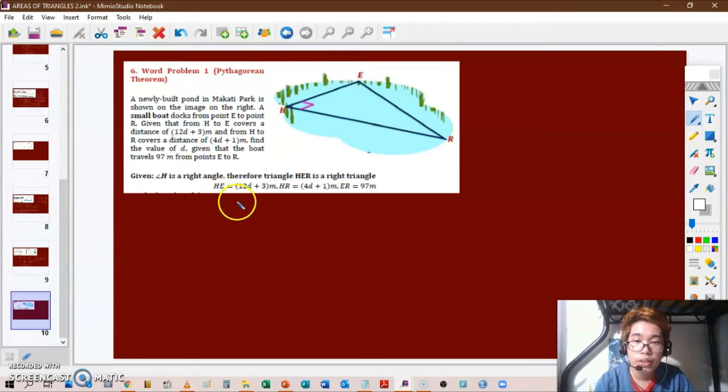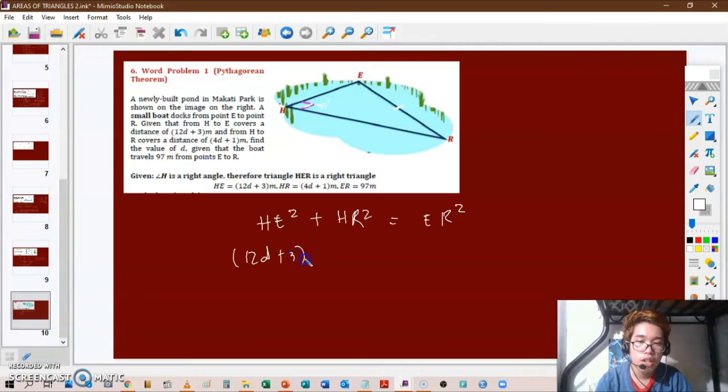Okay, so since this is the right angle, side ER must be the hypotenuse, because this is the 90-degree angle. So the formula can be HE squared plus HR squared is equal to ER squared. And we know the value of HE, so it's going to be (12d plus 3) squared, and the value of HR, which is (4d plus 1) squared, is equal to 97 squared.